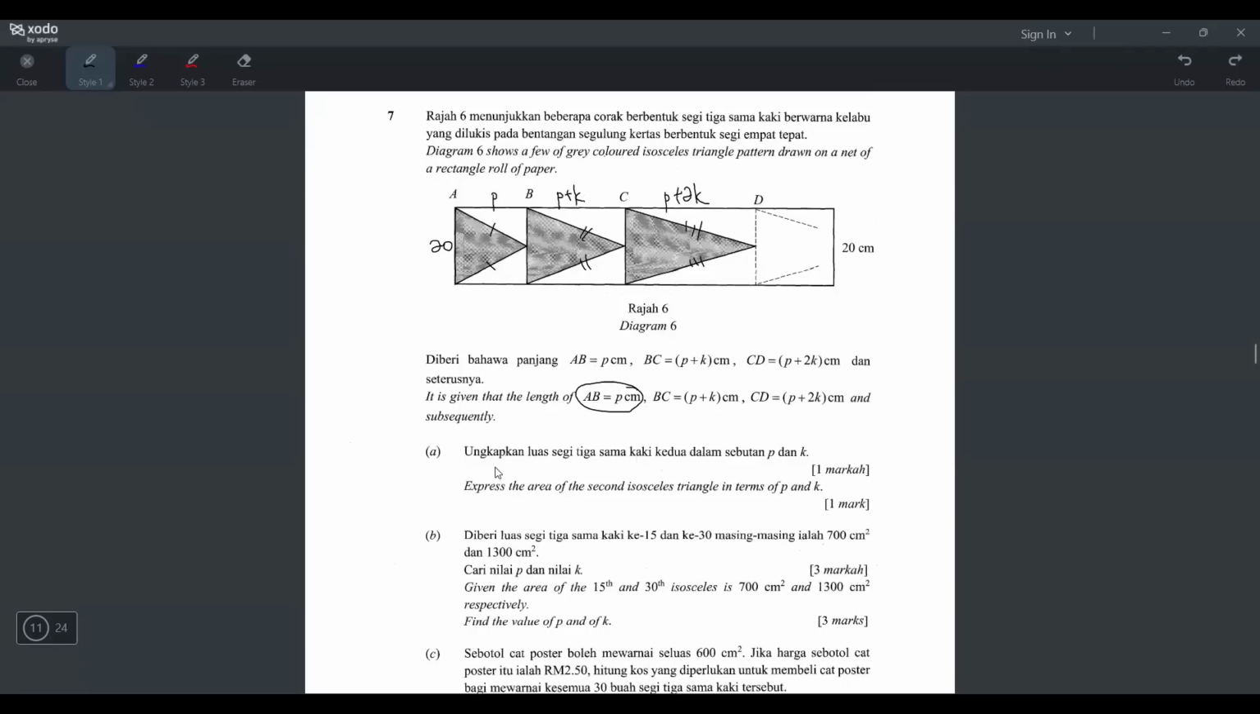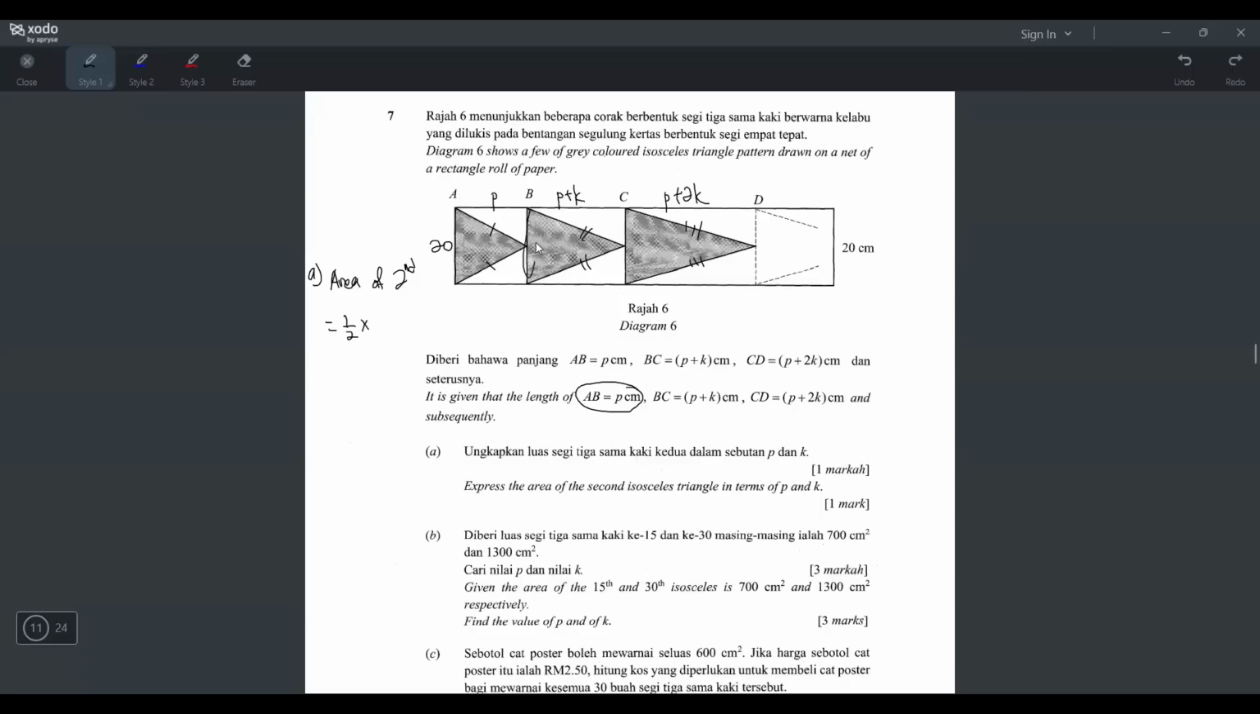Okay, question A. Express the area of the second isosceles triangle in terms of P and K. Area of second only. So I think it's quite easy, right? You just go to the second triangle, which is this one, and then just write the area. So the area formula for a triangle is 1 over 2 times base times height. So I'll just write here, area of second. So the second triangle will be 1 over 2 times base times height.